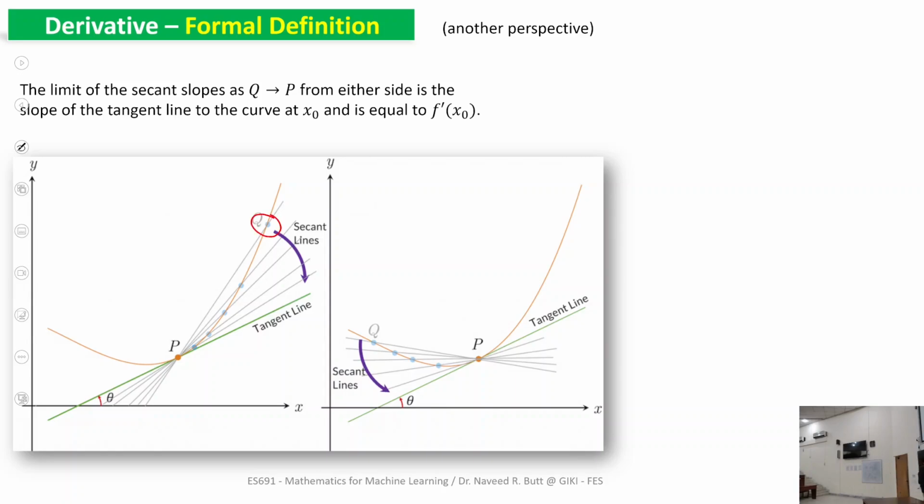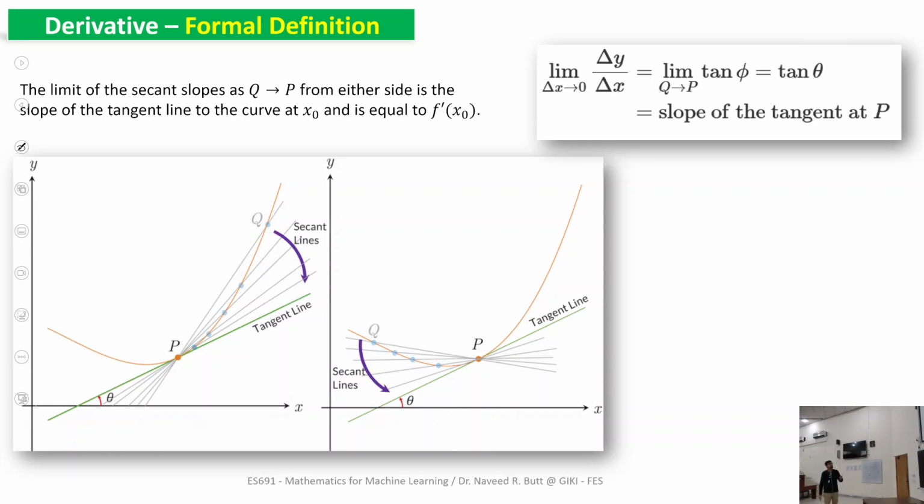So, you can imagine as q approaches p from the right, the secant lines are changing and eventually they turn into a tangent. Similarly, from the other end you can start seeing that they approach the same tangent, right. If we write that, then we are saying, as delta x goes to 0, q approaches p and the tangent of the secant approaches the tangent of the tangent, or the angle of that tangent theta.